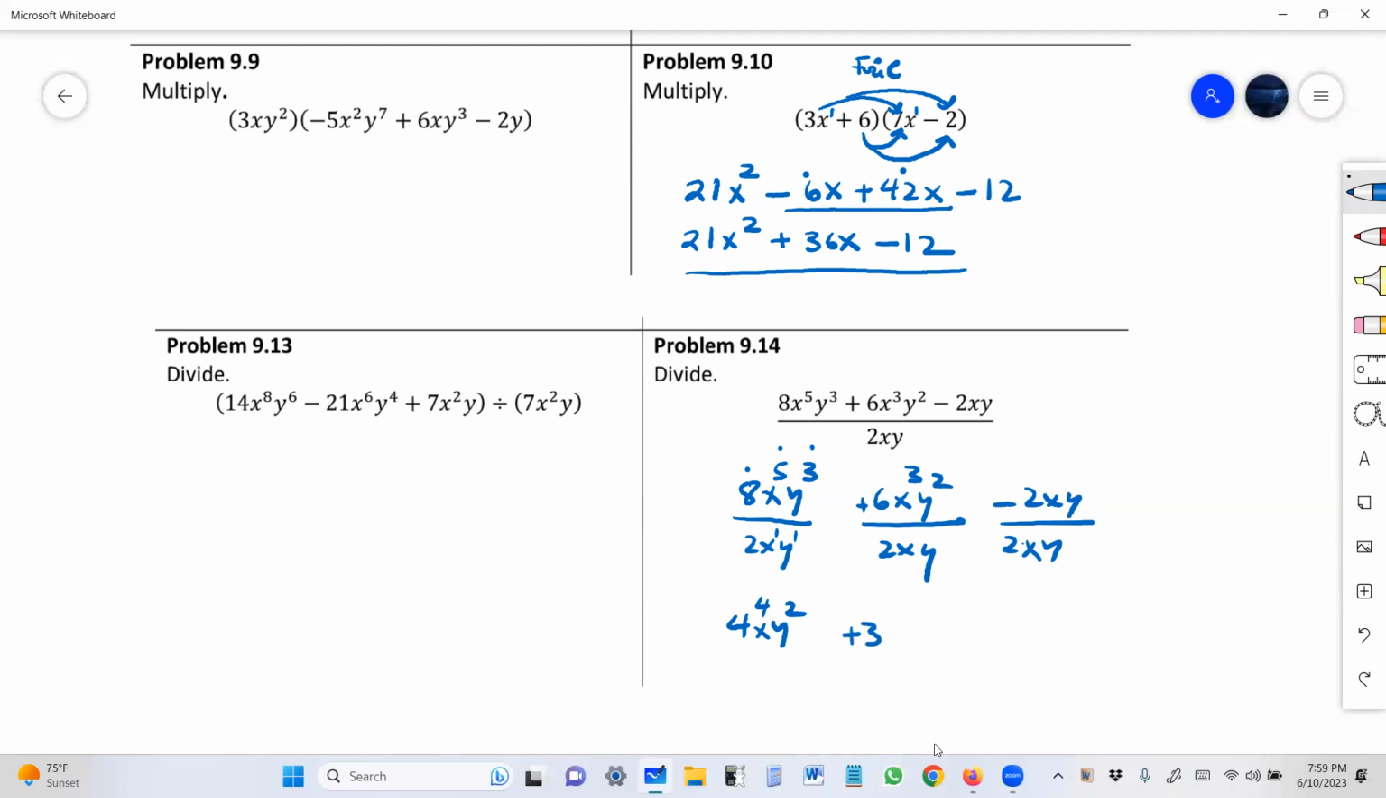6 divided by 2. X cubed divided by x. Y squared divided by y. Minus 2 divided by 2 is minus 1. And these two x's cancel and the two y's cancel. Now, don't leave it this way. Write it as an expression. So write 4x to the 4th y squared plus 3x squared y minus 1. So this is the answer we want you guys to get. Okay, so this is just the first part of this section 9. We've covered addition, multiplication, and division.